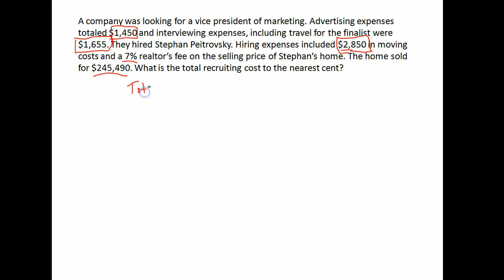Okay, so really to find a total, you just total all the values. We do have to do a little work with this 7% here, but the others are pretty straightforward. We have the 1,450, the 1,655, and the 2,850. Whoops, that's supposed to be a plus sign there. Plus the cost for the realtor's fee. Now it was 7%, which again, when you do percents, move that 2 places to the left, replacing a blank with a 0. So we have down here 0.07 times the price of the house.